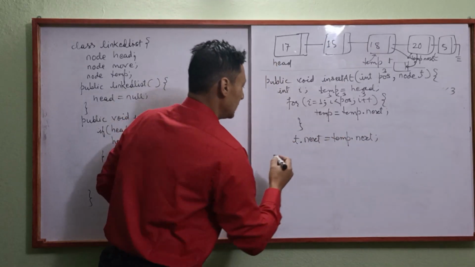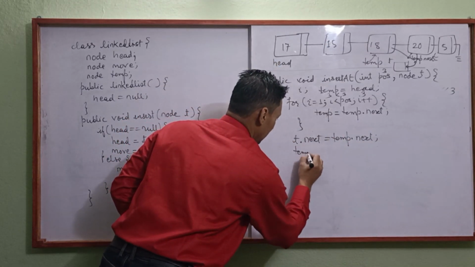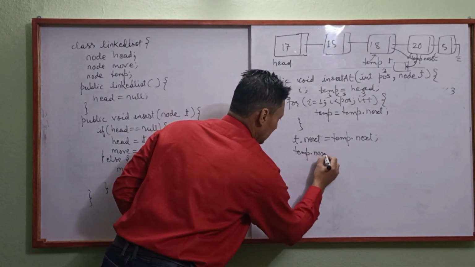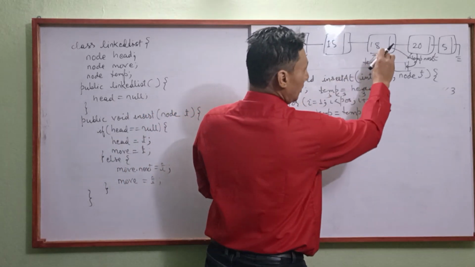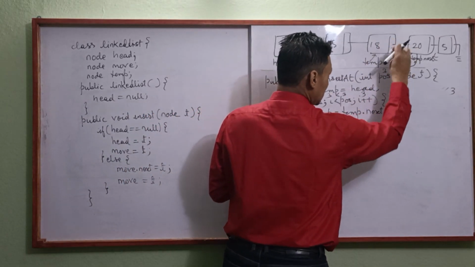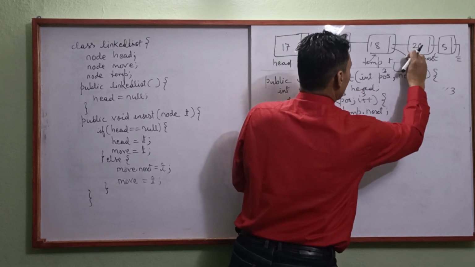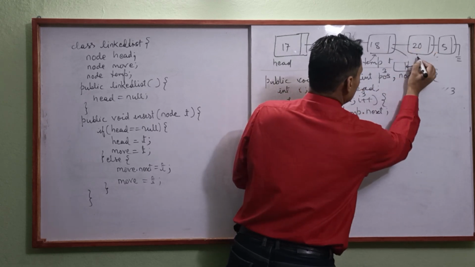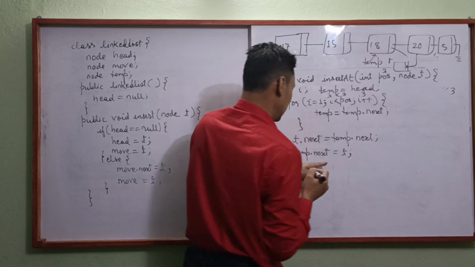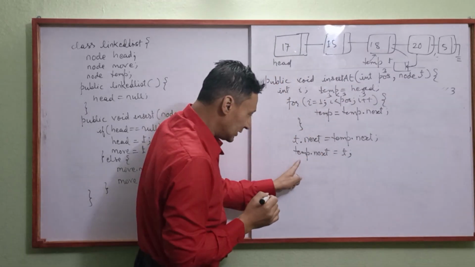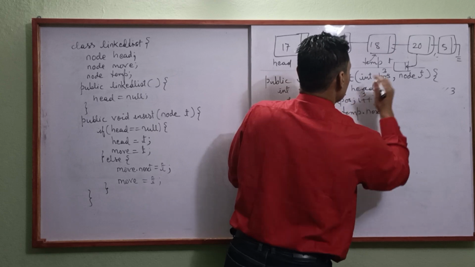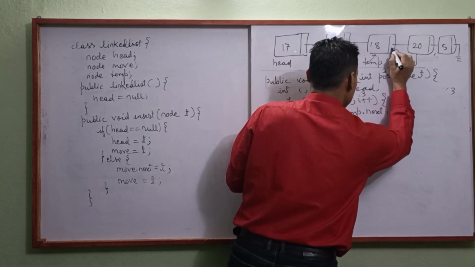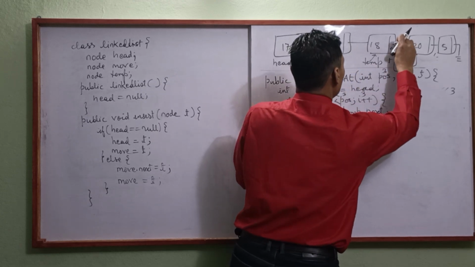Now what we do is temp dot next is equal to t. What will happen? This is our temp. Now temp of next, what we are doing is assigning t to it. This is our t, so we will assign this to this position. This will be overwritten.